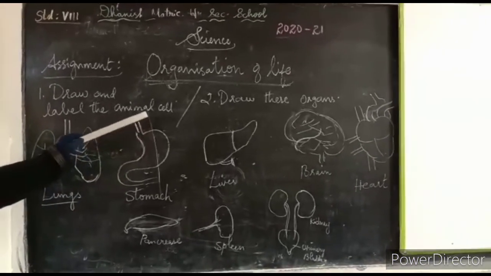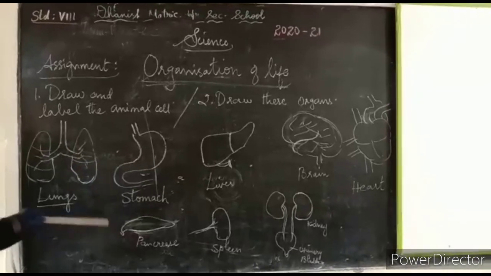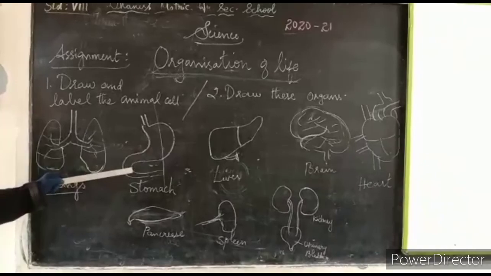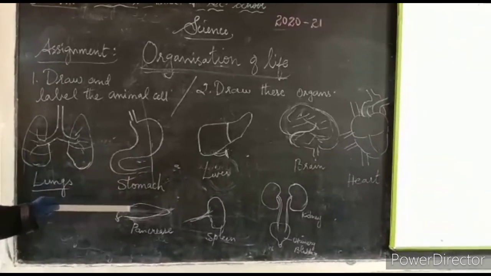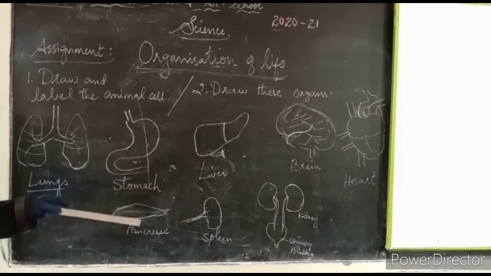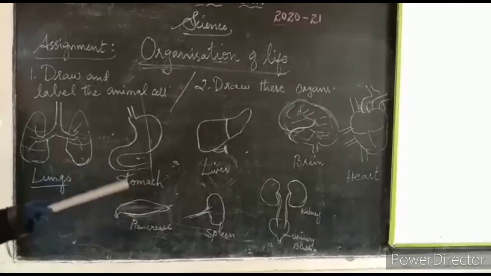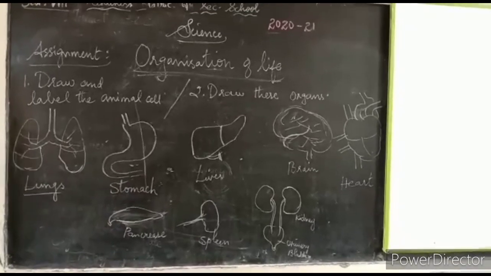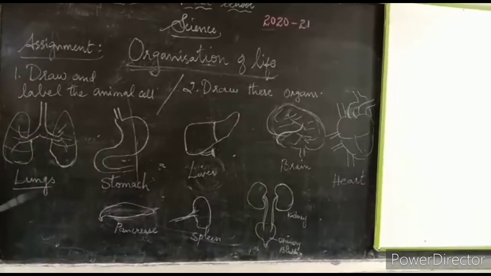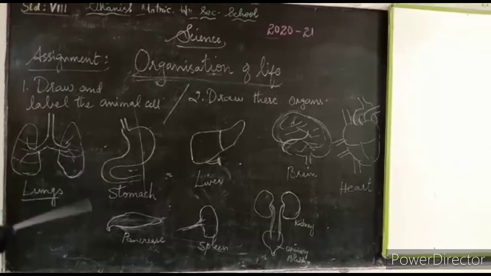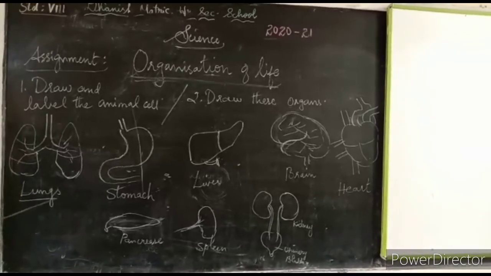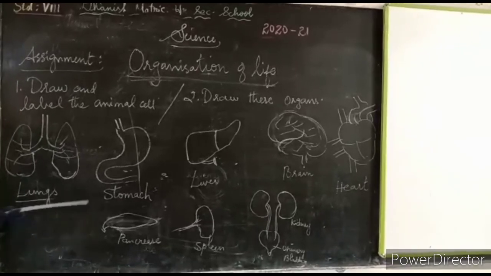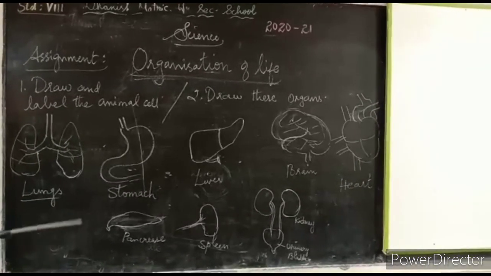The second question is, draw these organs. What are all the organs I have drawn? Here, lungs, stomach, liver, pancreas, spleen, brain, heart, kidney, urinary bladder. All these organs you must draw in your homework notebook. And you have to submit this homework notebook next week. Whenever you get this assignment, after completing it, within 1 week you have to submit it to the school office for correction.